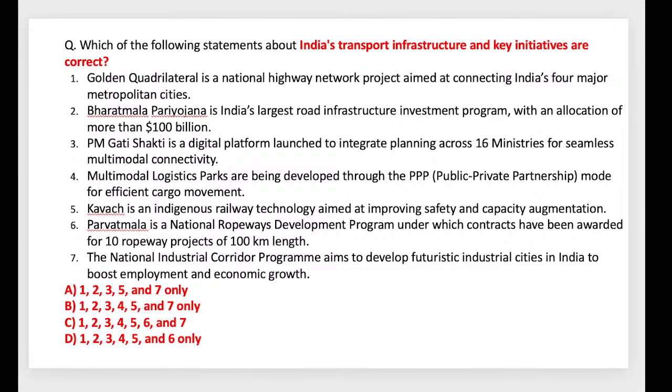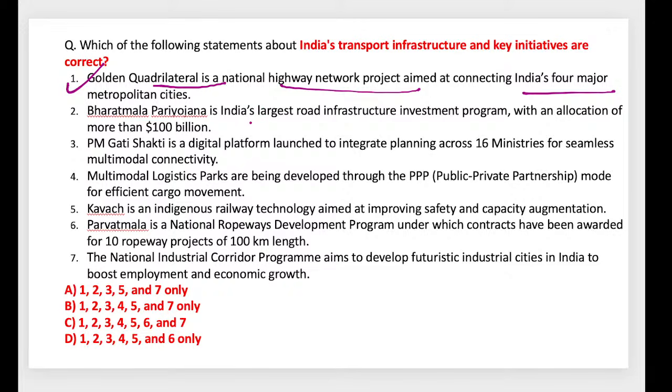Let's go through the statements one by one. Golden Quadrilateral national highway network aimed at connecting 4 major metropolitan cities. These are Delhi, Mumbai, Kolkata and Chennai. ठीक है, so 100% true है.